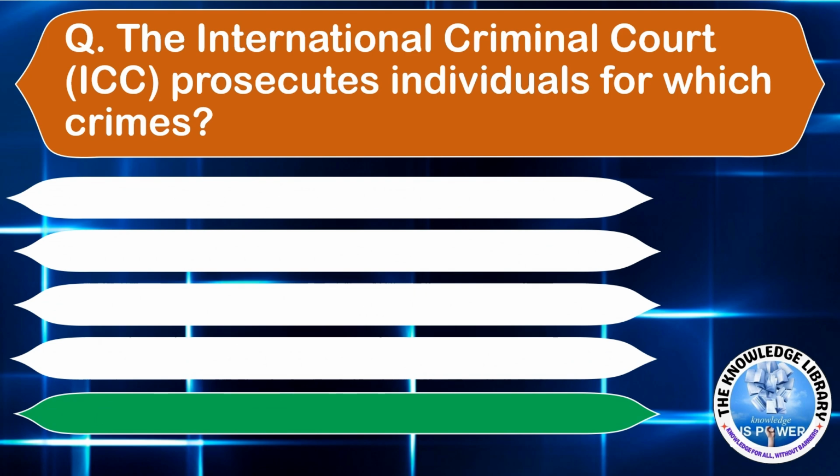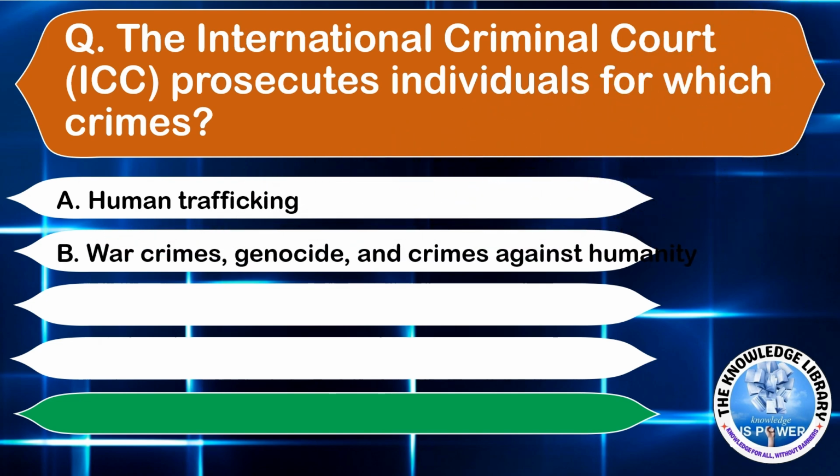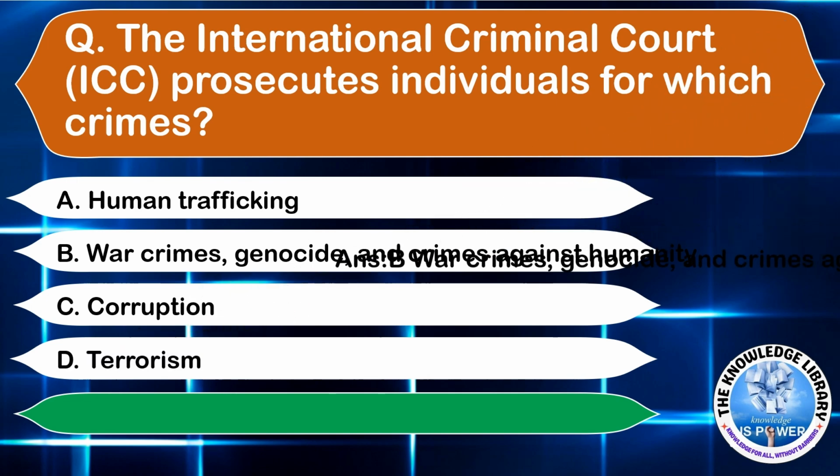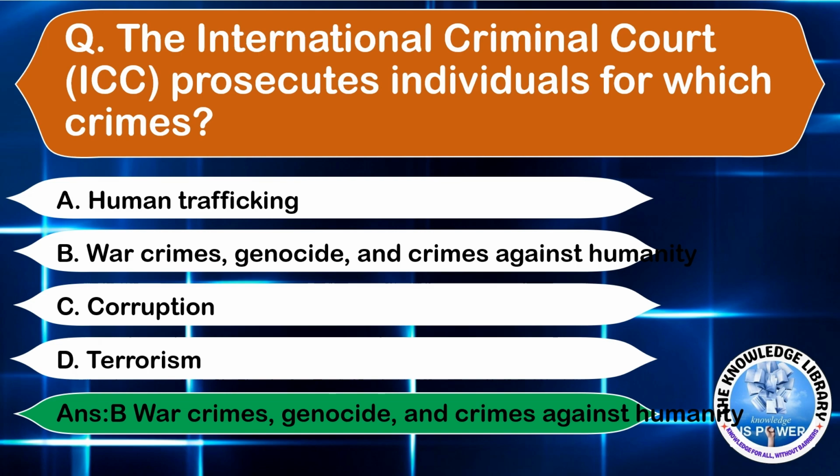Next question is, the International Criminal Court prosecutes individuals for which crimes? Option A, human trafficking. Option B, war crimes, genocide and crimes against humanity. Option C, corruption. Option D, terrorism. Correct answer is option B, war crimes, genocide and crimes against humanity.